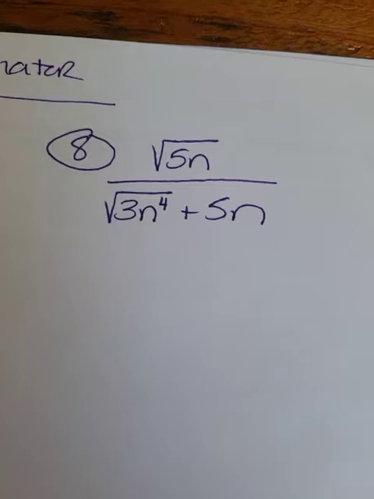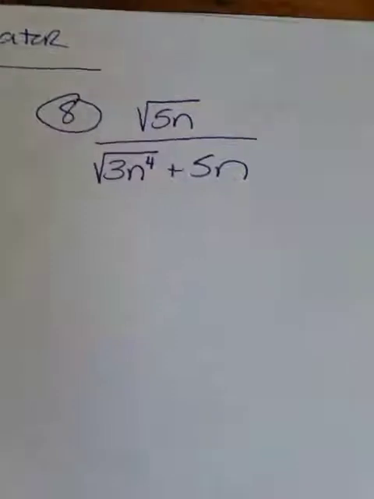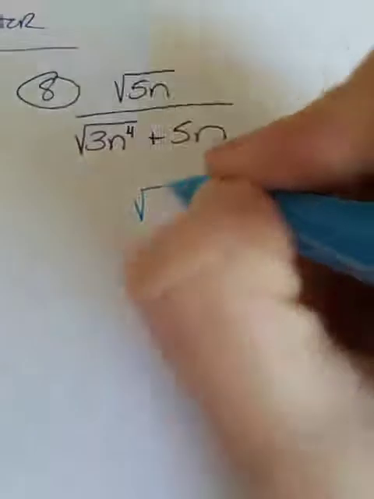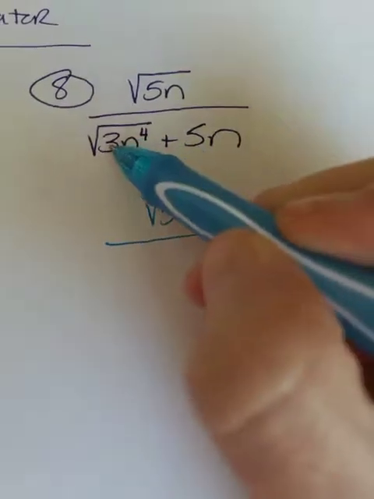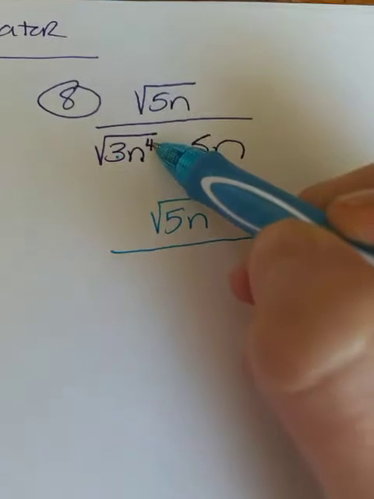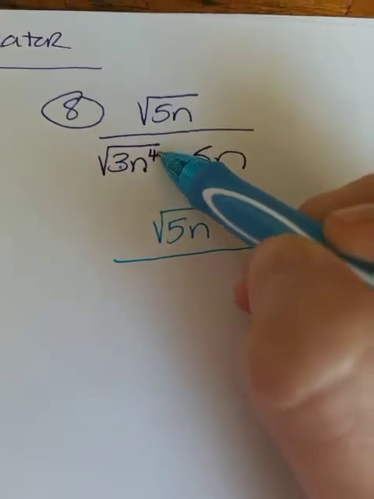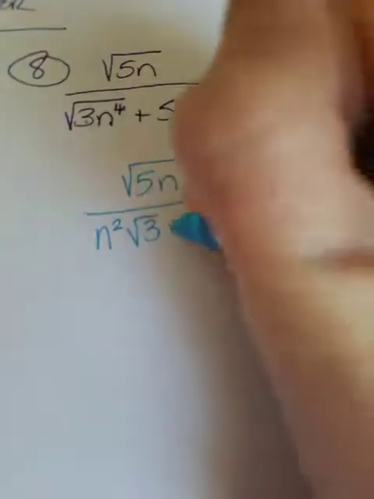Okay, so how is this going to look, our last one here of the lesson, with variables in it? So this one's actually not so bad, the one I picked here. So let's try to clean up what we have. Root 5n, can't do anything. But over here, can't break up the 3, but if you remember from our lesson yesterday, n to the 4th, 4 is even, so I take 4 and divide that by 2 to get an n squared on the outside. So I have n squared root 3 plus 5n.